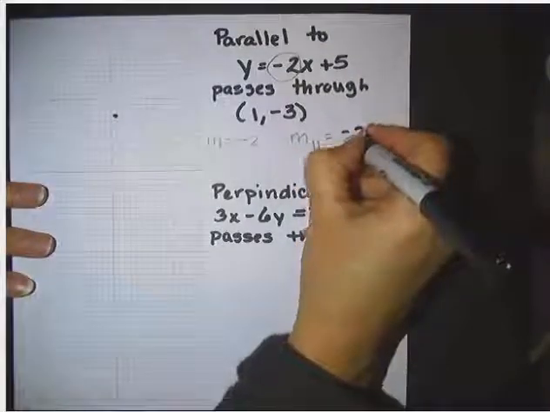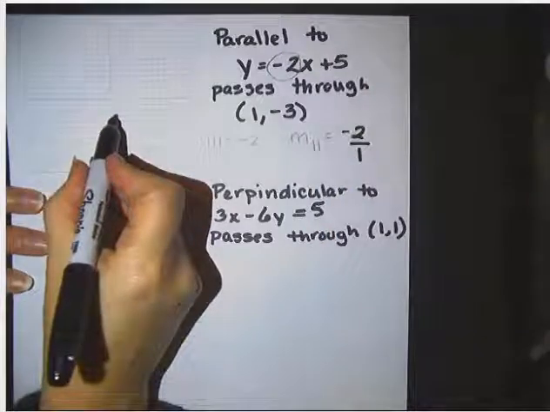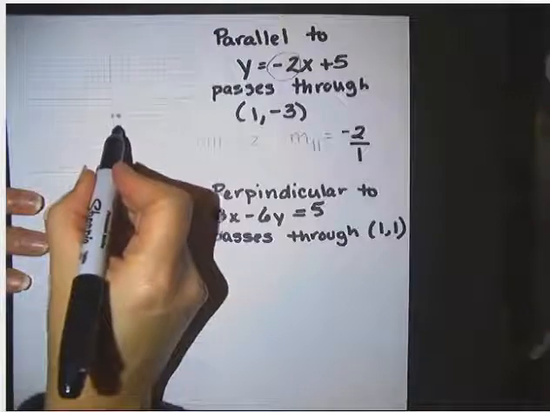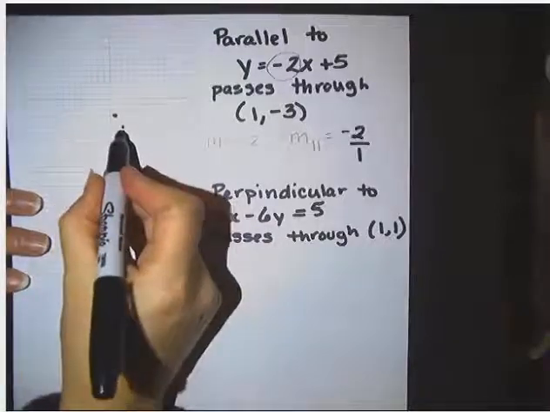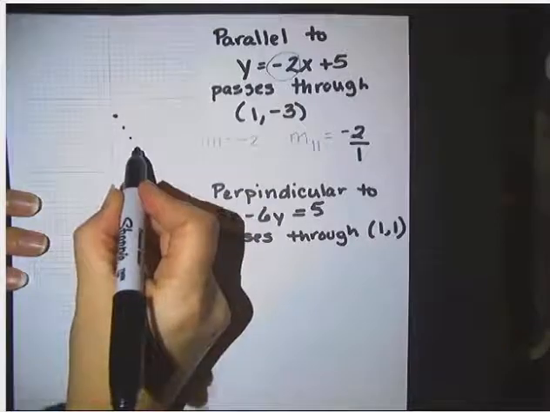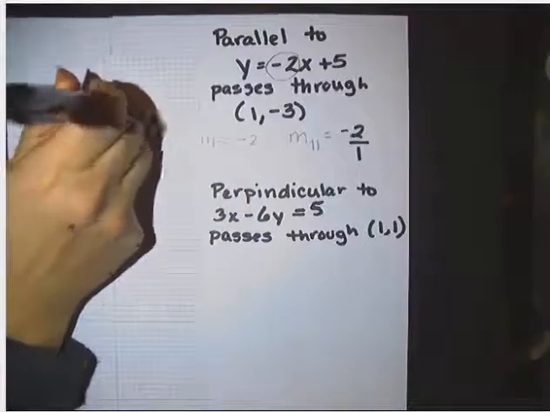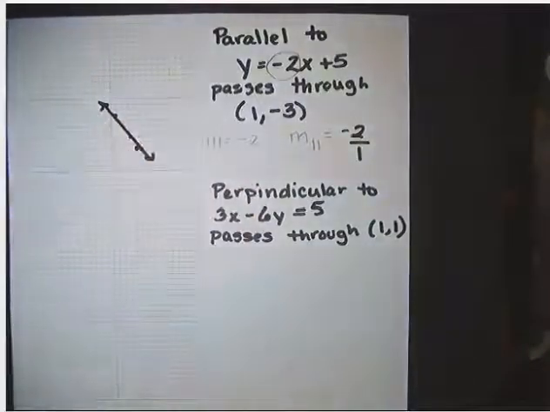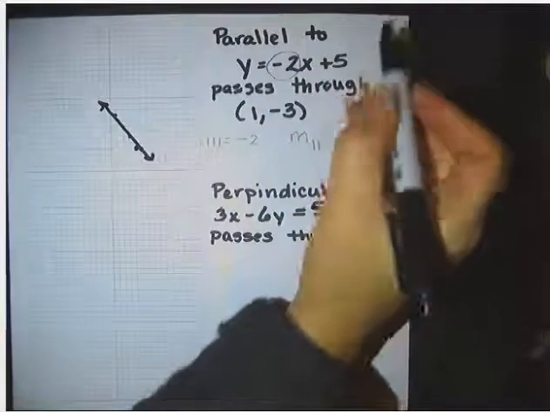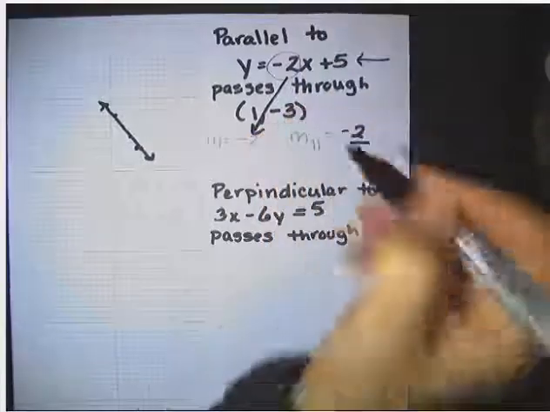So from the point I was given, I'm going to rise -2. So go down 2, run 1. I can do it again, down 2, run 1, down 2, run 1, as many times as I want to. And there's my line. I actually missed a point a little bit there, but I should be using a ruler. But anyway, don't worry about graphing this line. Just steal the slope from it and use it to find the slope of the parallel line.